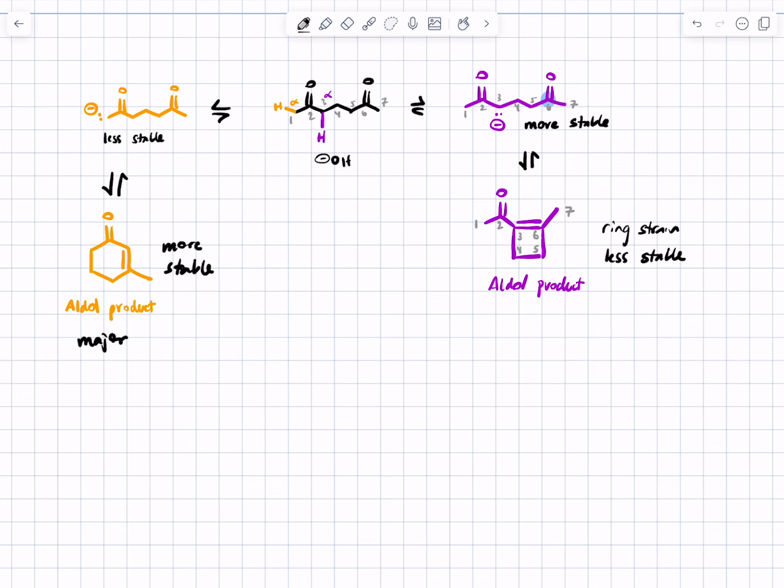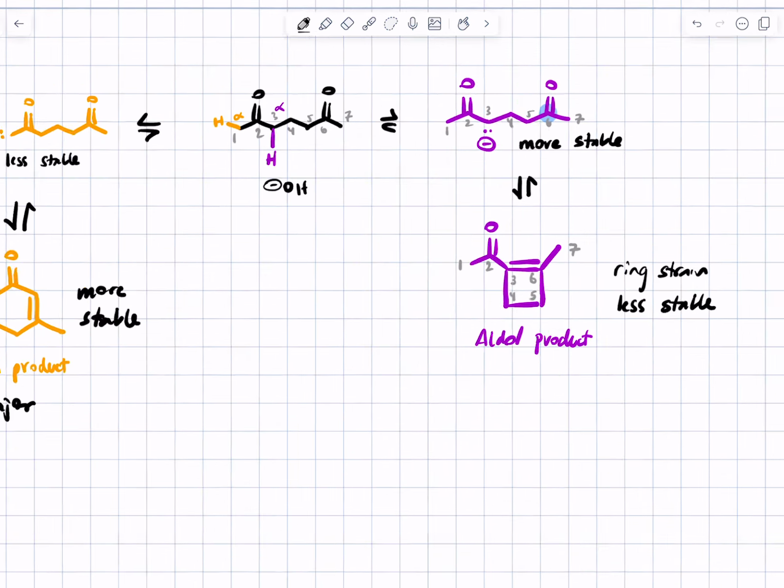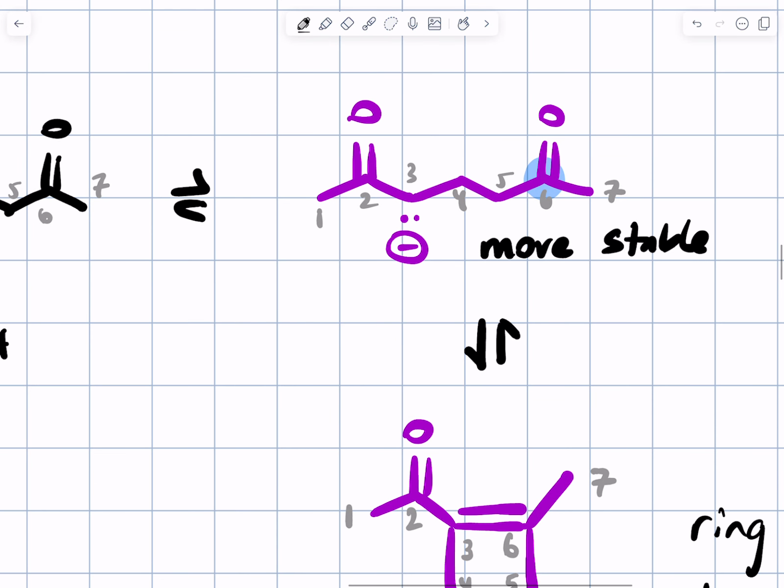Okay? When products are in equilibrium with starting materials, the only thing that matters is not the stability of the intermediates, but the stability of the products relative to each other. Yeah? In the purple starting material, what keeps the pi bond from going to the 2,3 carbon and then the negative charge going to the oxygen?